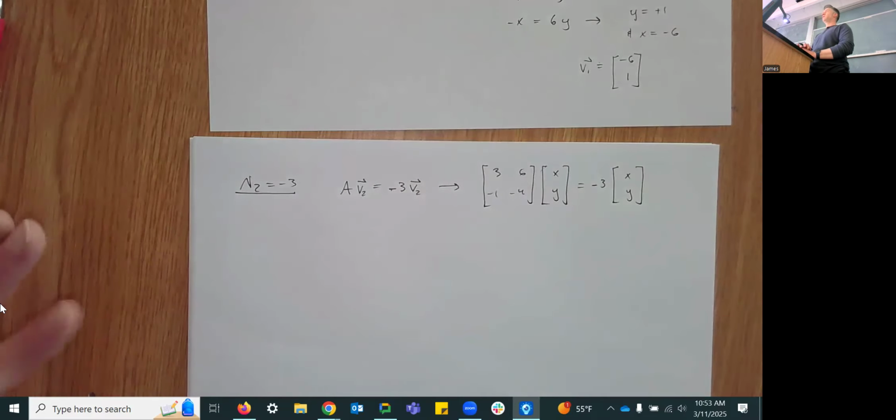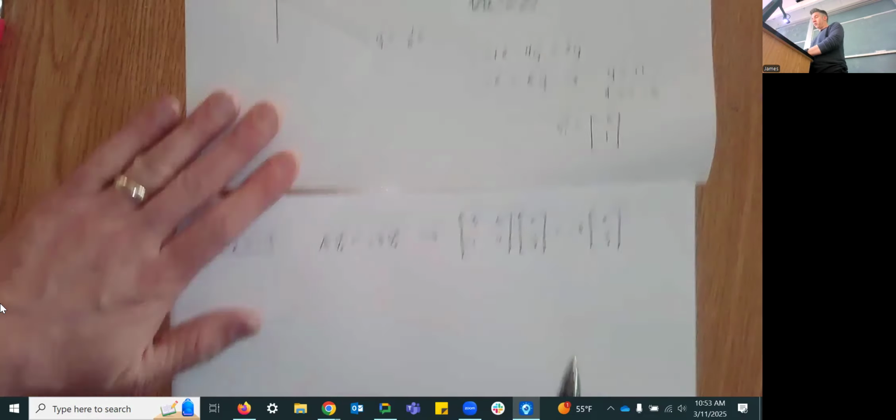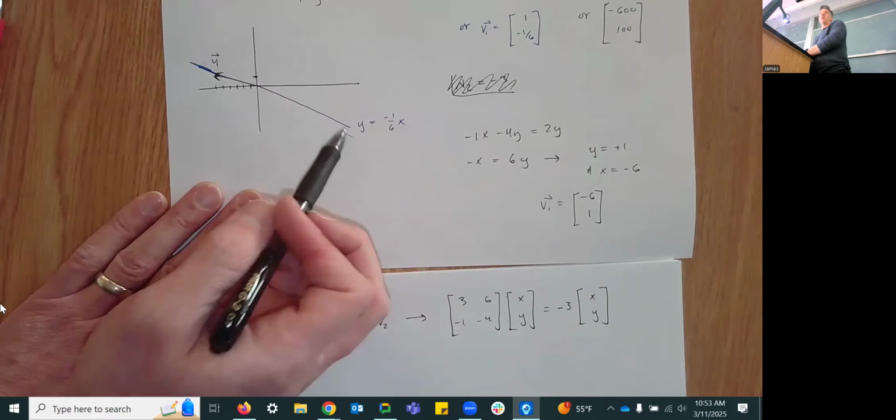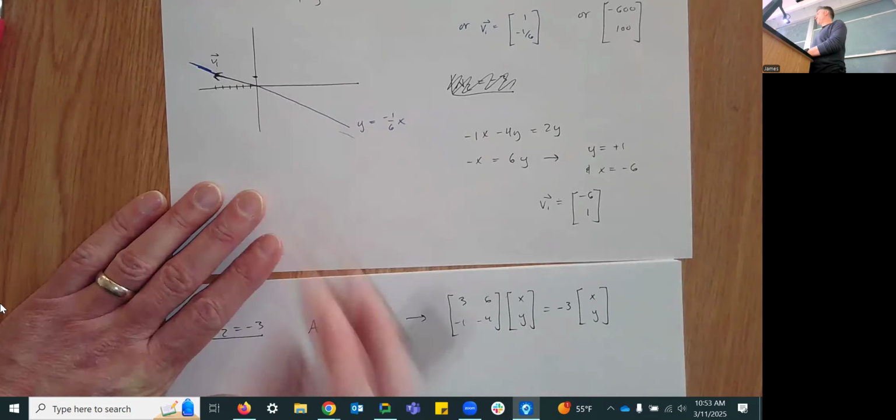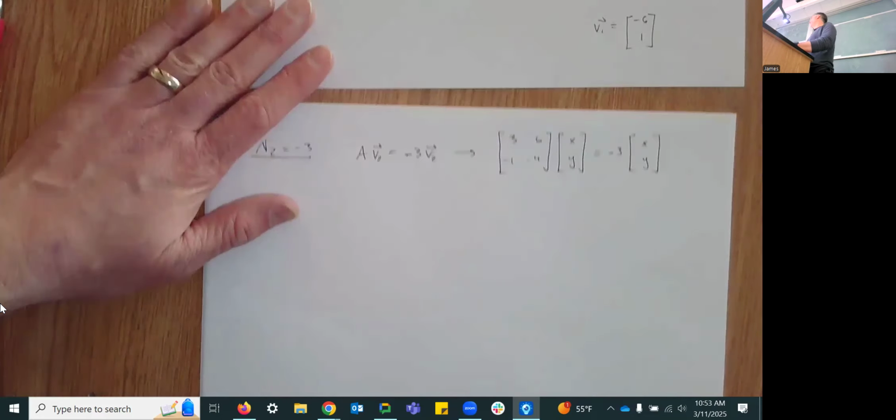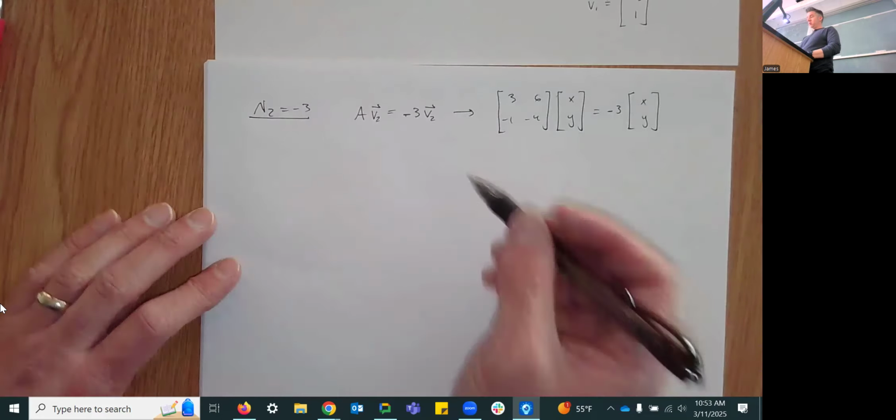Just for some terminology stuff, this is more next quarter, but I'm just going to say it anyway. The line that I drew here that contains the eigenvector is called the eigenline. That's not super important for now, but it will come back probably next quarter. So let's do this one as well.